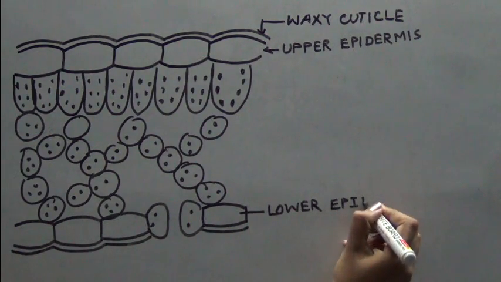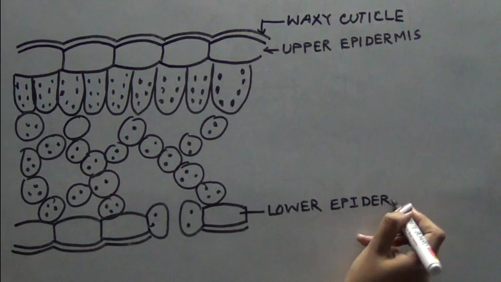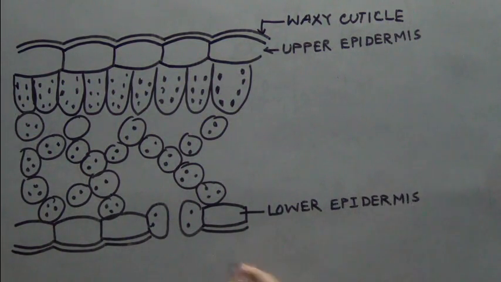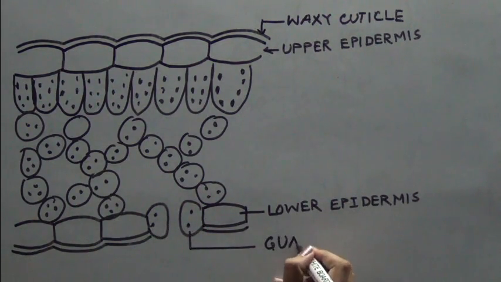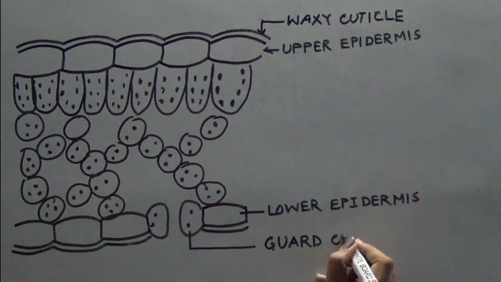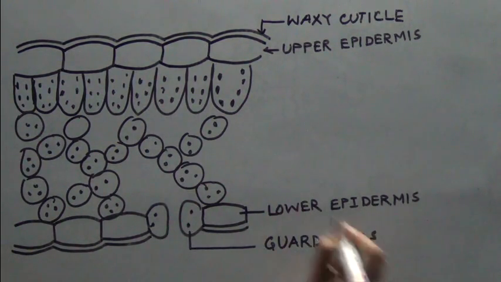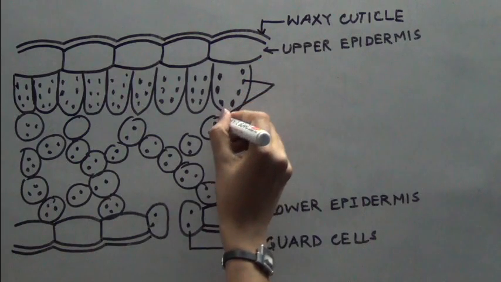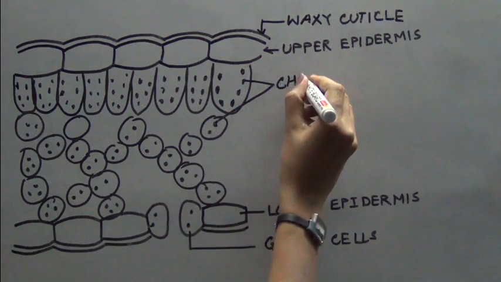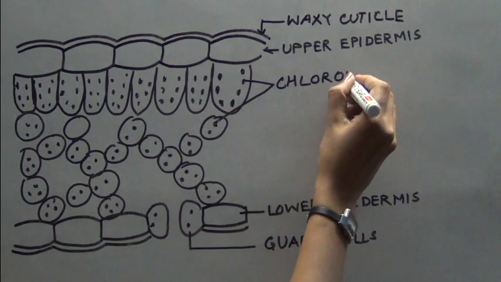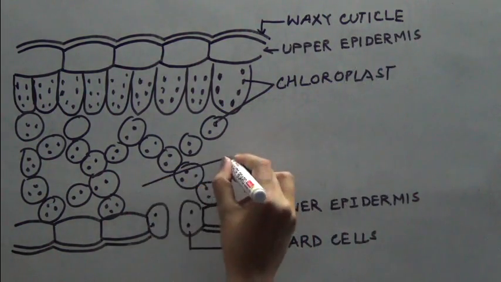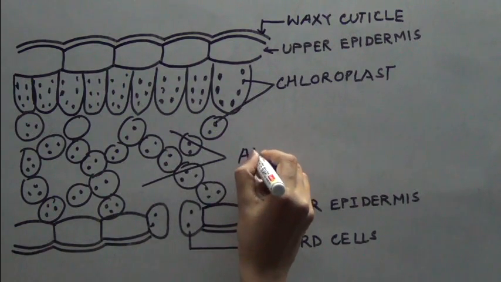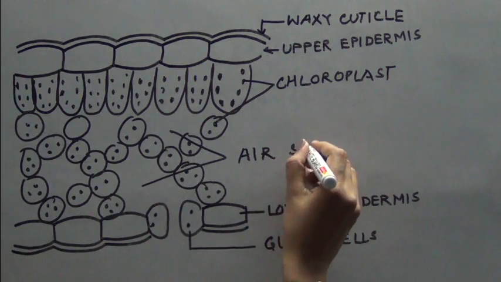E-P-I, again it's D-E-R-M-I-S. We know that lower epidermis contains stomata, which is guarded by guard cells. These cells, they contain chloroplast, and spongy parenchyma has a number of air spaces.